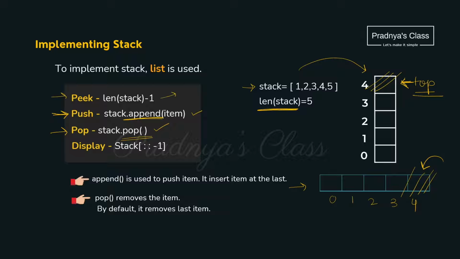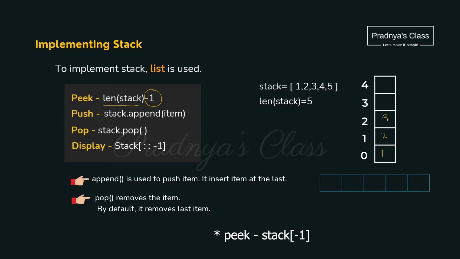We have to just inspect or check the element which is at the top position. So these are the elements of the list. We need to find out which element is at the top position. So calculate the length of the stack, which is nothing but 5, and we will subtract 1 from it. It means we will get 4. So stack of 4 means the element which is at the last position. So this task is also done.